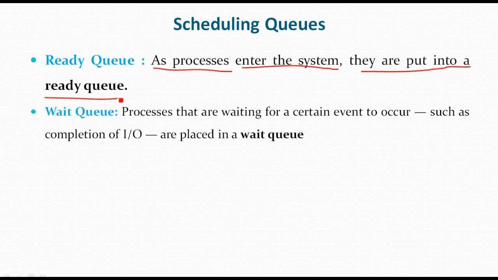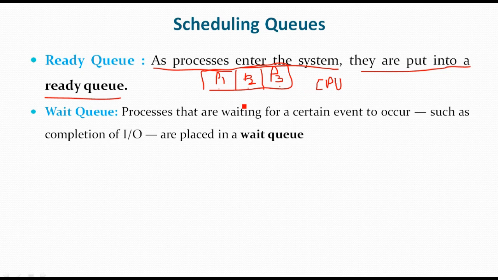Now all the processes, let me take P1, P2, P3, only three examples. Processes enter the system, and now all these are put into the ready queue. Ready queue means these P1, P2, P3 are ready to execute in the CPU. This is the meaning of the ready queue.